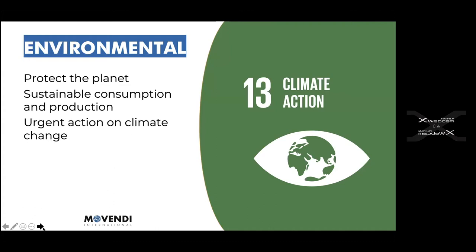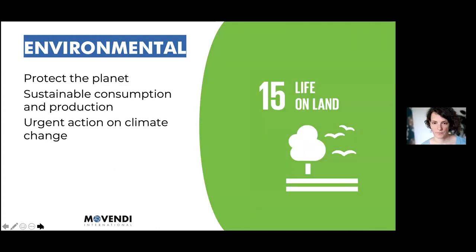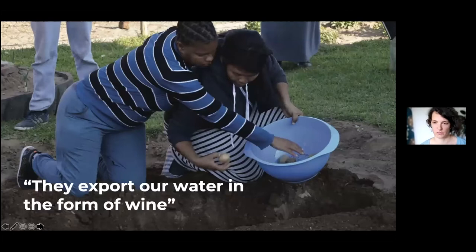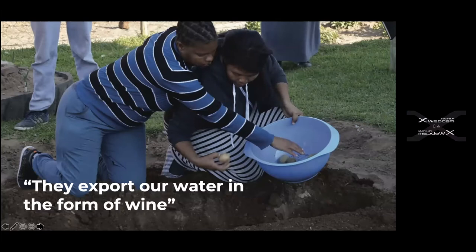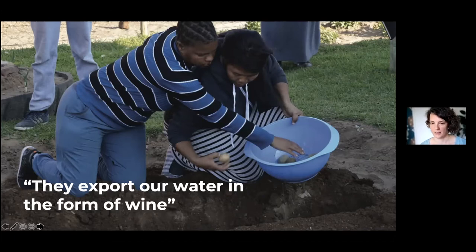And then when we look at the economic side, it is very important to say that when we look at where alcohol is actually produced, it's very often produced in environments that have water scarcity. This is a quote from a CEO of an organization, Surplus People Project in South Africa, that has said that the alcohol industry is exporting our water in the form of wine. And the wine usually goes to European countries where people have access to water.